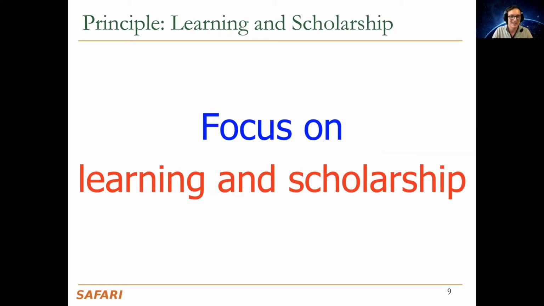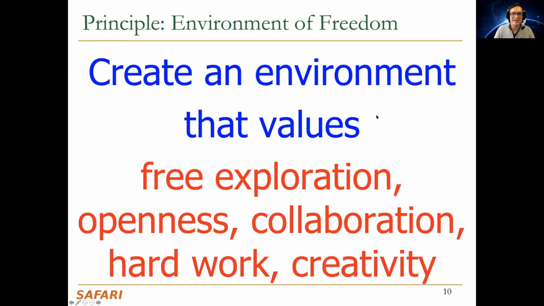This is important. Clearly, you're just starting your studies, especially if you're at ETH. So this is, I think, a pillar. And on top of that, this is what we do in my research group. I'd like to create an environment that values free exploration, openness, collaboration, hard work, and creativity. And I think these 5 pillars are important for both teaching and research.